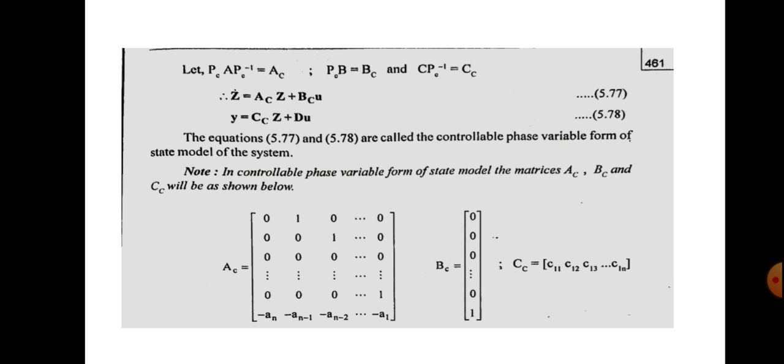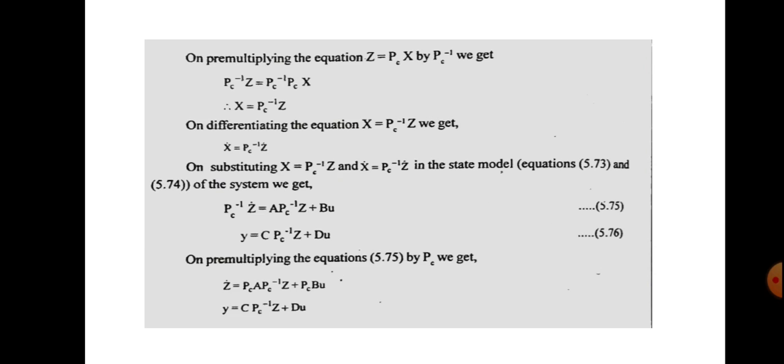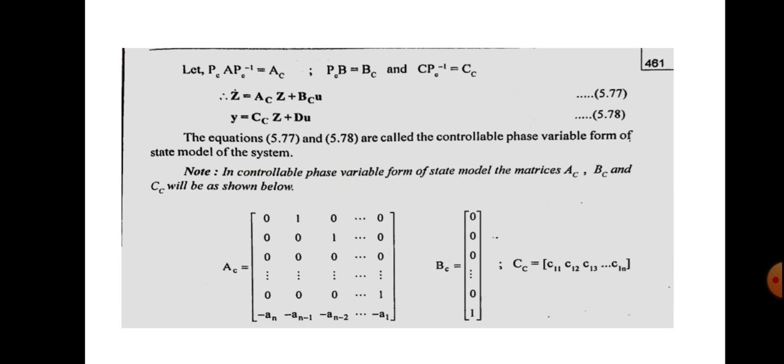Okay. And BC is all entries are 0 except the last entry. CC is C11, C12, etc. up to C1. So this is companion form or Bush form. That means we are converting the original system matrix A into a companion or Bush form in order to get the phase variable, controllable phase variable form.